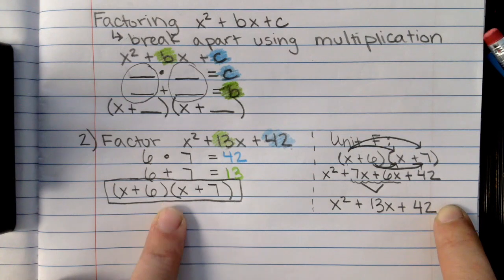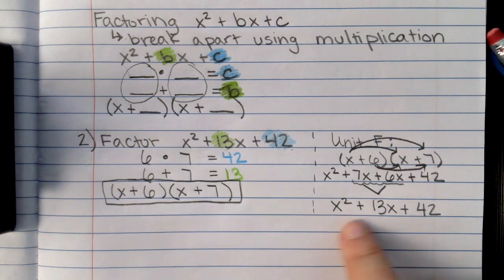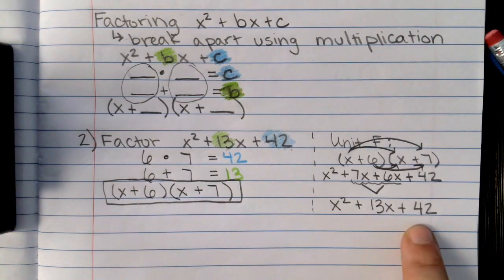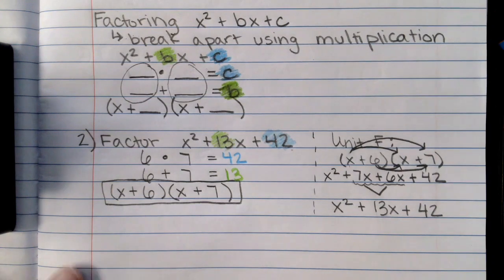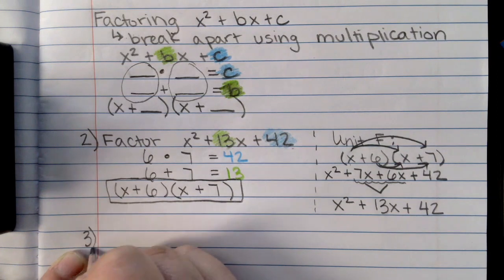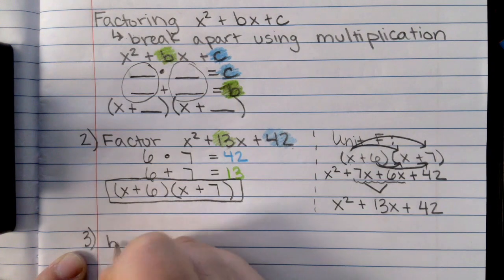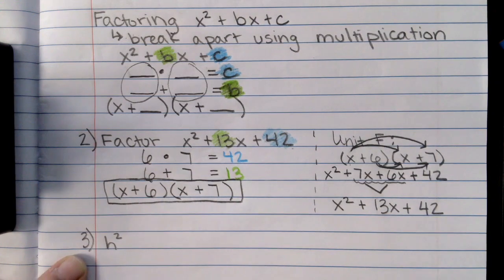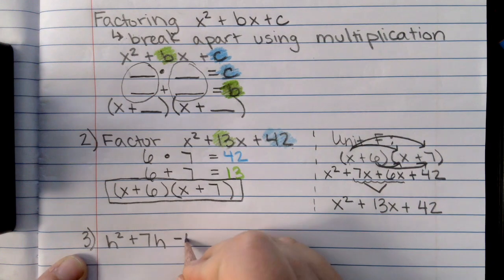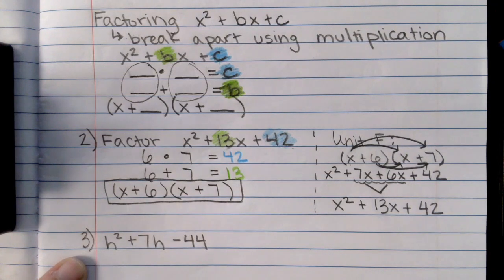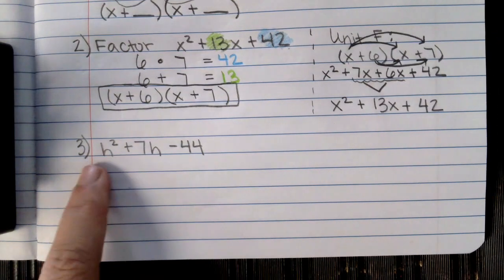All right, we have one more problem we're going to do together, and then you do have a quick check today. So this is number 3. Number 3, we have h squared plus 7h minus 44. Because our leading coefficient, our a, is a 1, we can just write this as 2 equations. One that's a multiplying equation, and one that's an adding equation.